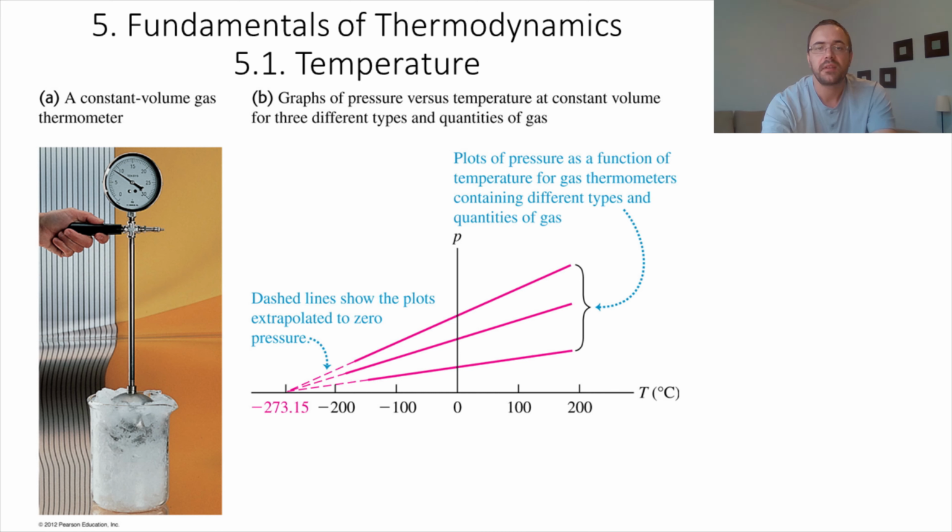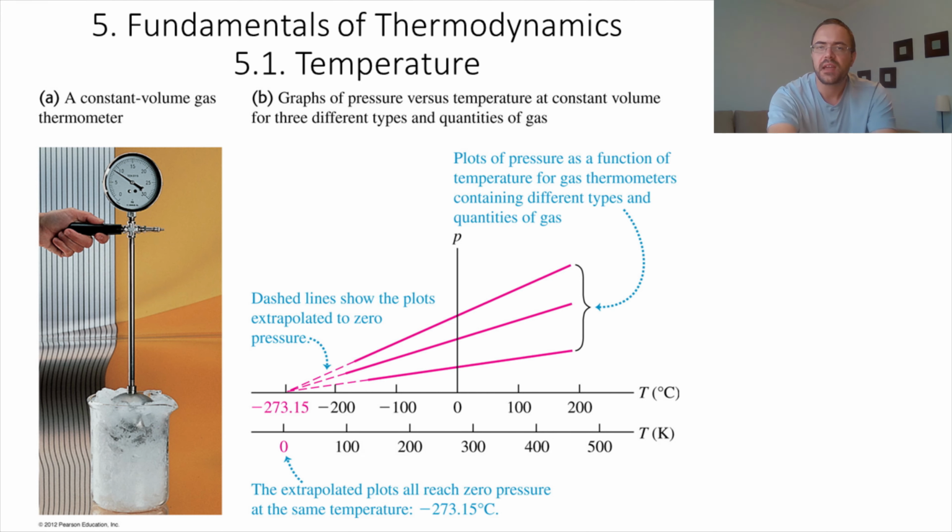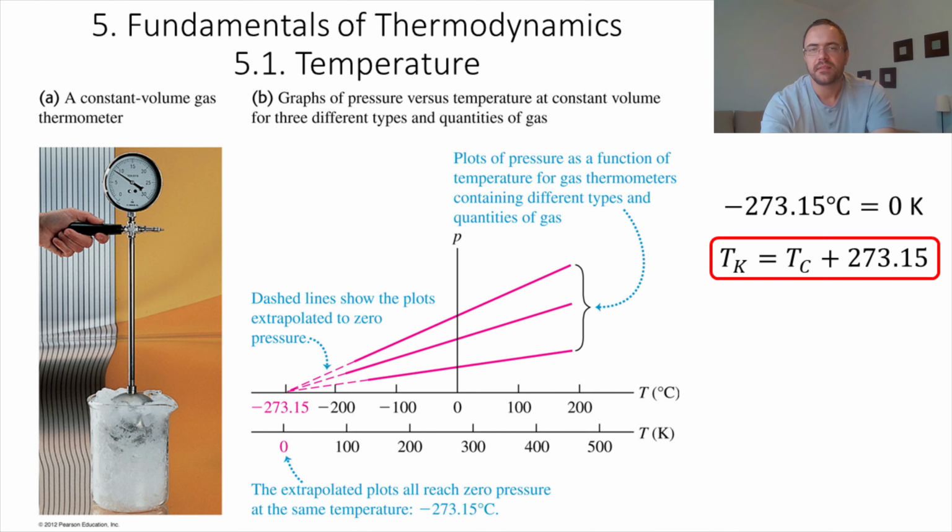And if you extrapolate to 0 pressure, you see that it would happen at minus 273.15 degrees Celsius. And so the 0 of the Kelvin scale is taken at this temperature, where the pressure would be 0. So minus 273.15 degrees Celsius corresponds to 0 Kelvin. And we can convert between the 2 scales by taking the temperature in Celsius and adding 273.15 to get the temperature in Kelvin.